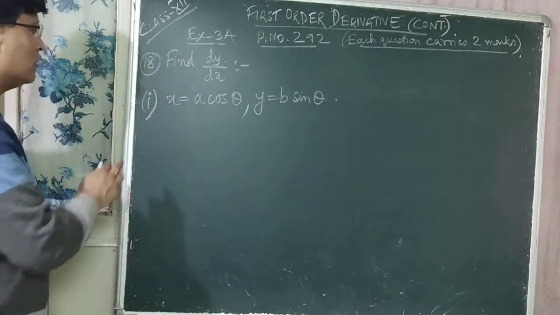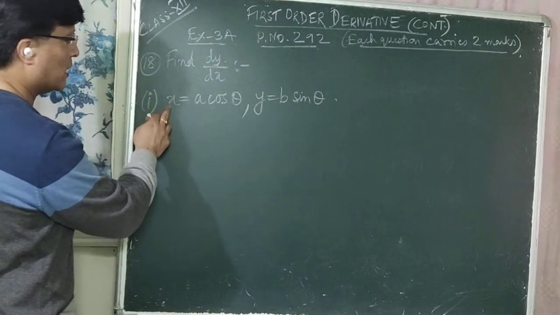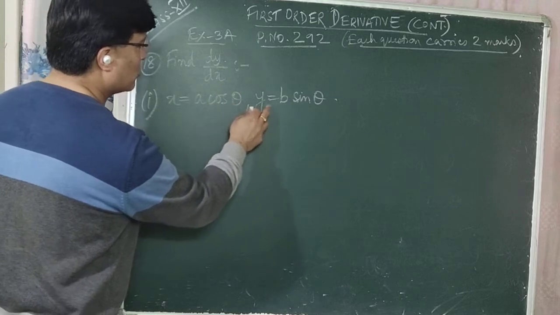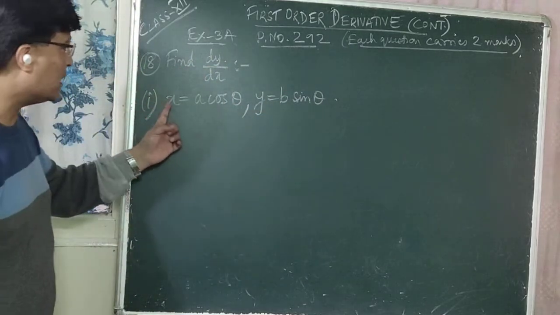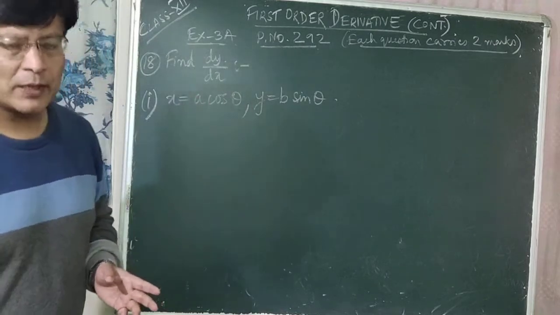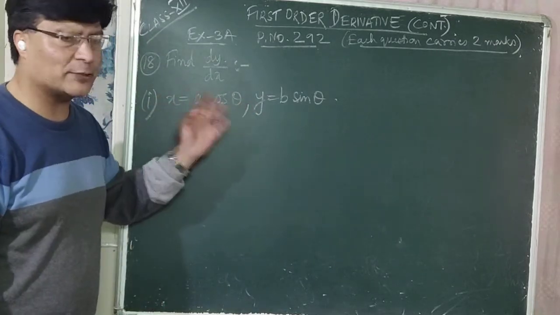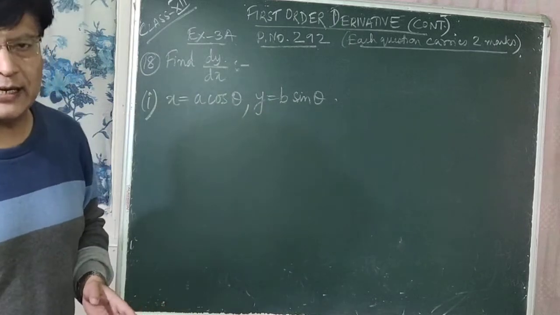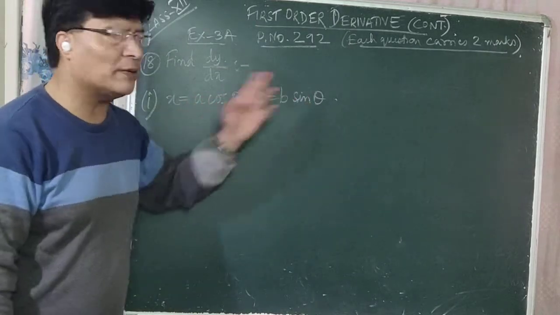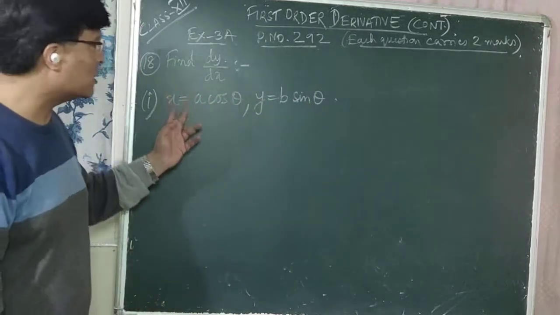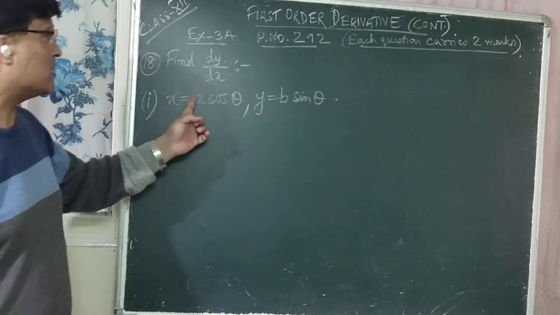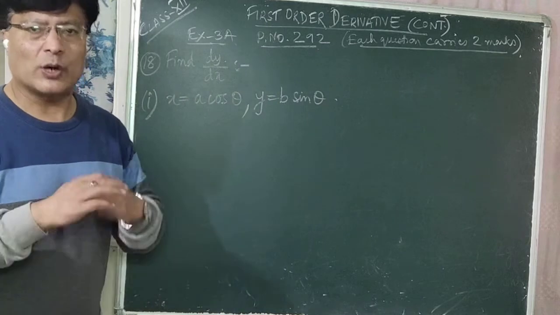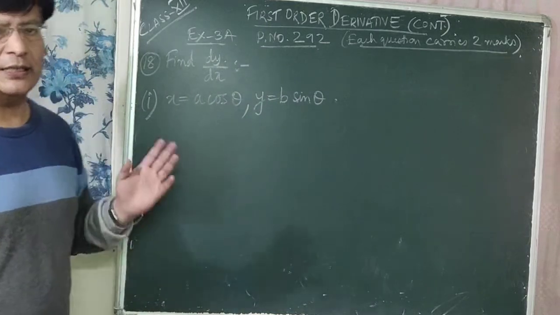Now in question number 1 it is given x is equal to a cos theta, comma y is equal to b sin theta, and you have to find out dy by dx. You know that x and y are the two variables, and they are expressed in terms of a third variable theta. So here theta is known as a parameter. That's why this equation is known as a parametric equation. In this case a and b are constant. So how can you find out dy by dx in this case?